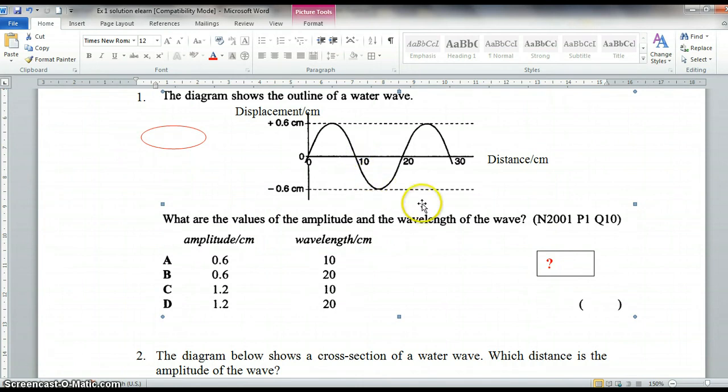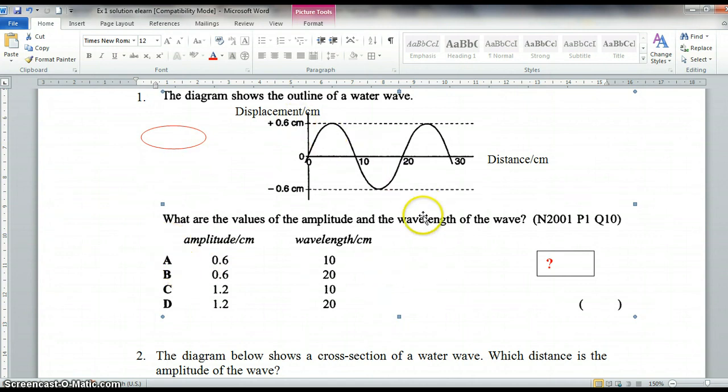What is the amplitude? Obviously, this is the amplitude, 0.6 cm. So your answer has to be either A or B. What about the wavelength?